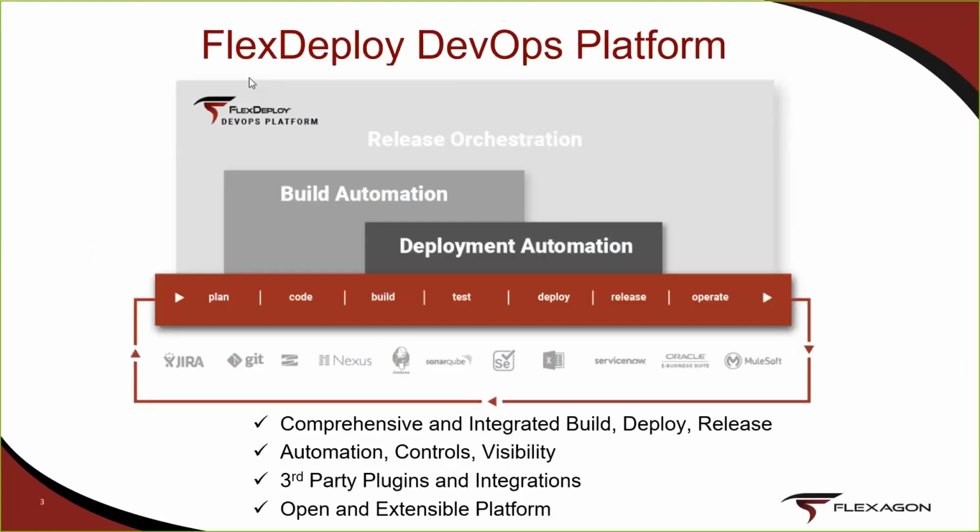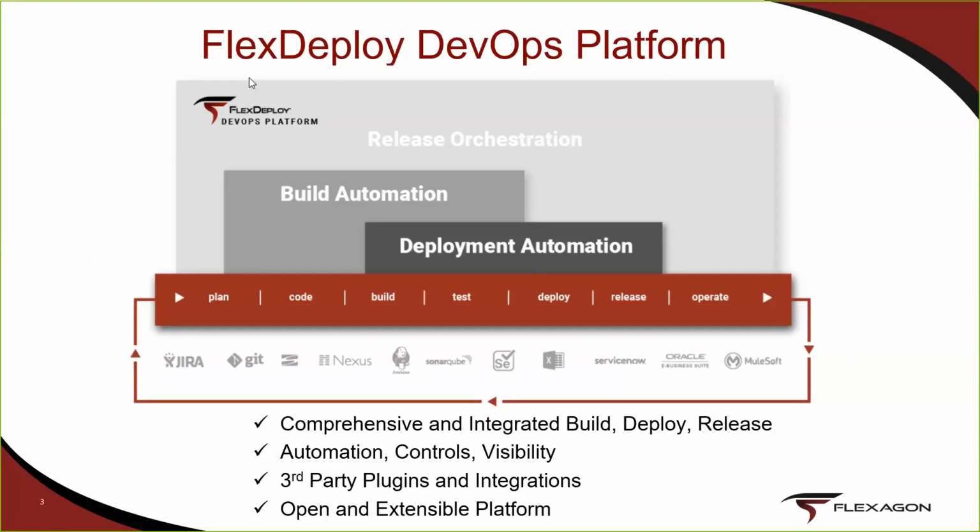So with that said, Flexagon is a software company that's all about addressing those challenges, and our FlexDeploy DevOps platform gets after a lot of those use cases and scenarios by really creating a platform that orchestrates and integrates a tool set across anywhere from planning through operation. And by doing so, we have features and capabilities around build automation, deploy automation, and release orchestration, all nicely knitted together so that you can achieve the results you're looking for as quickly and efficiently as possible, and then on an ongoing basis.